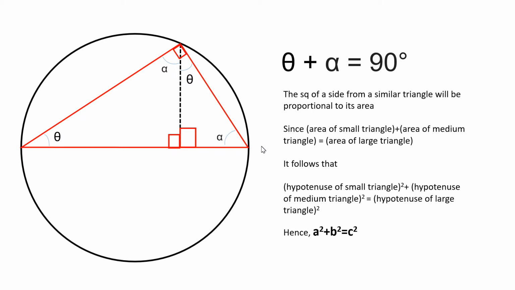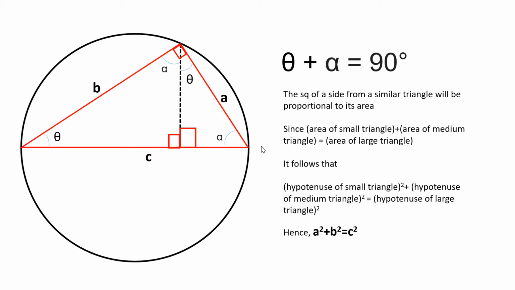Now, continuing from the theorem of similar triangles, we have the fact that if you square any corresponding side of any similar triangle, it will be proportional to its area. Since the area of the small triangle plus the area of the medium triangle, the orange and the green just now, gives you the area of the large triangle, the red outer line, it follows that the hypotenuse of the small triangle squared plus the hypotenuse of the medium triangle squared equals the hypotenuse of the large triangle squared. And here we are: a squared plus b squared equals c squared, proved.